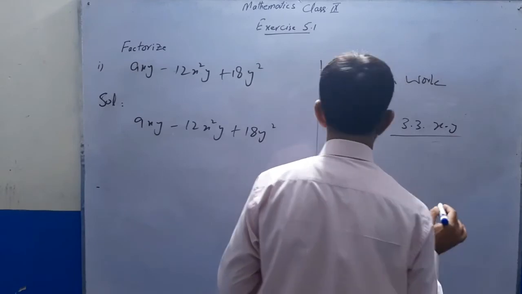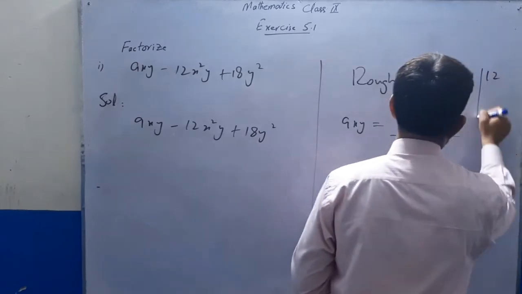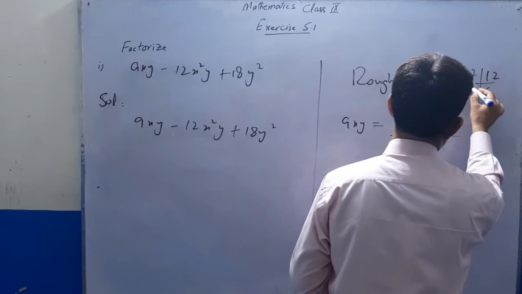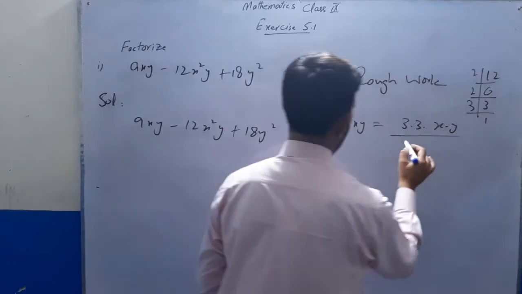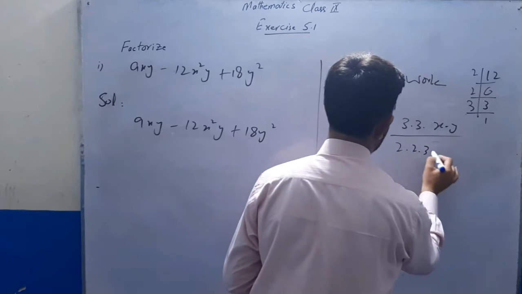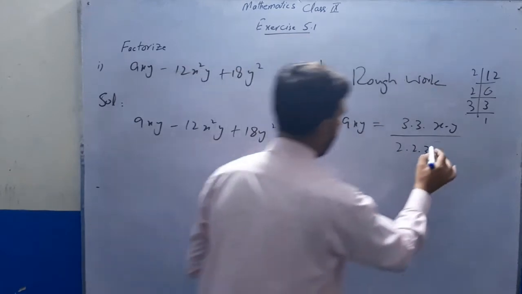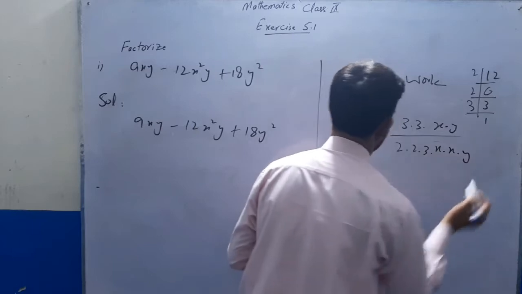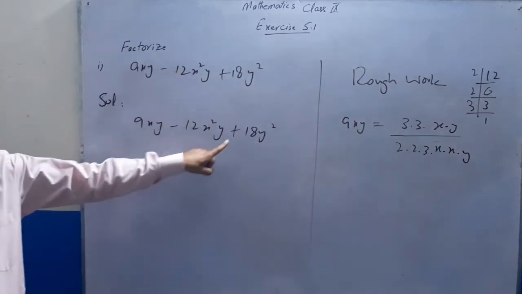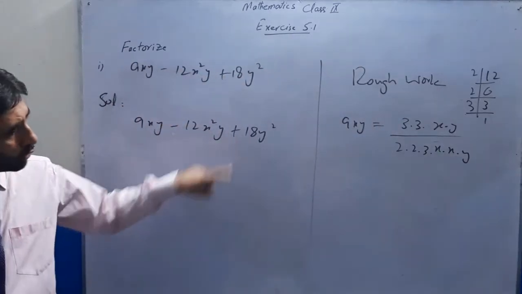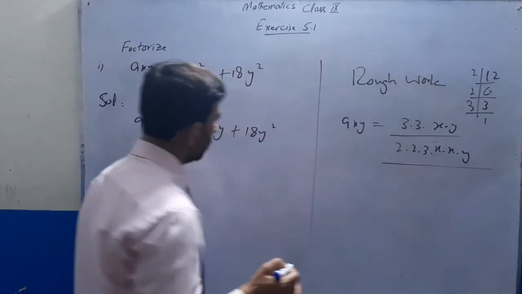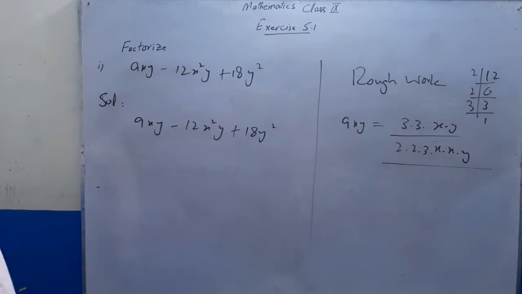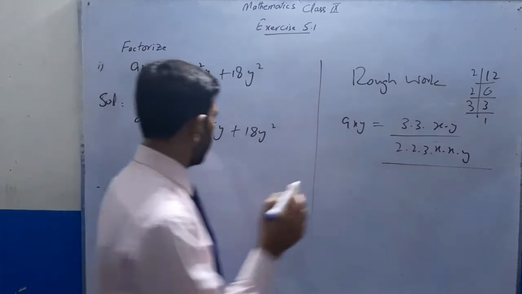In 12x square y, you can factorize 12 as 2 times 6, 6 becomes 2 times 3, and 3 times 1. Instead of 12, you can write 2.2.3, and x is 2 times over here and y is 1 time. Third term is being started now, there is sign of plus, so new term is being started. Draw another line. And here you write 18y square.